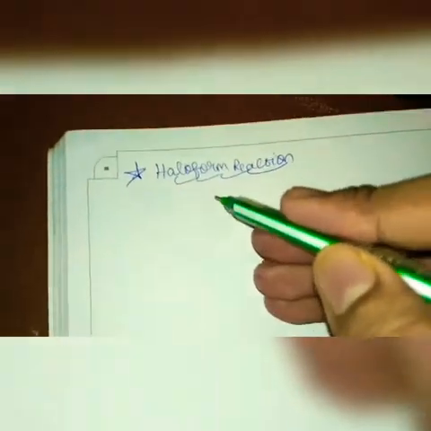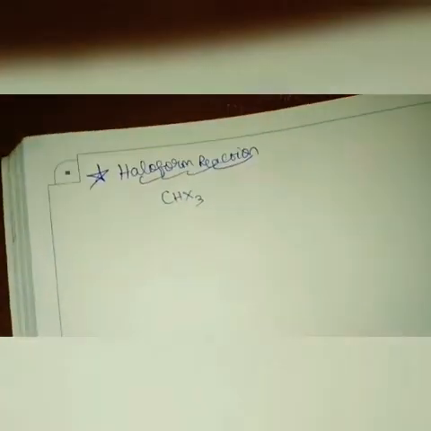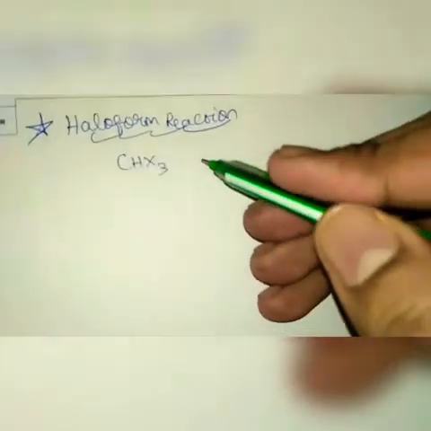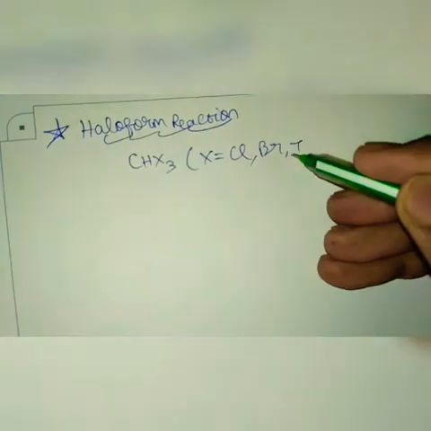So the next reaction we will see is the haloform reaction, which is also a most important reaction. Actually, the haloform. Do you know what is haloform? This is CHX3. This is known as haloform, where X is equal to chlorine, bromine, or iodine.